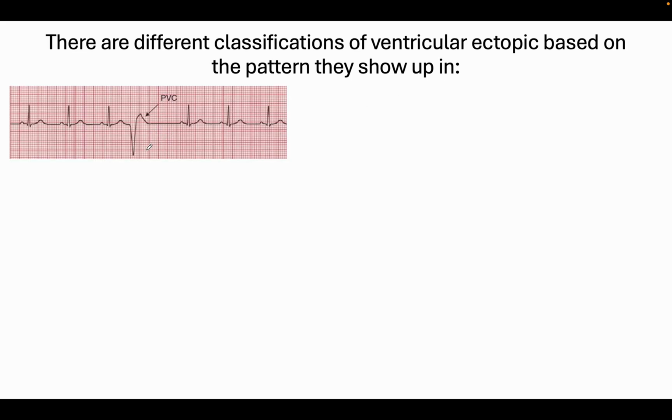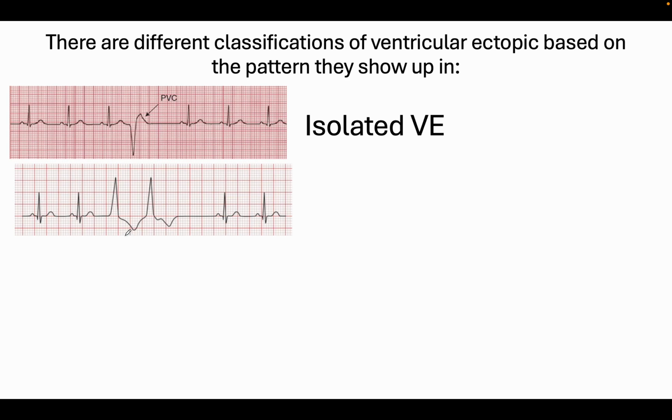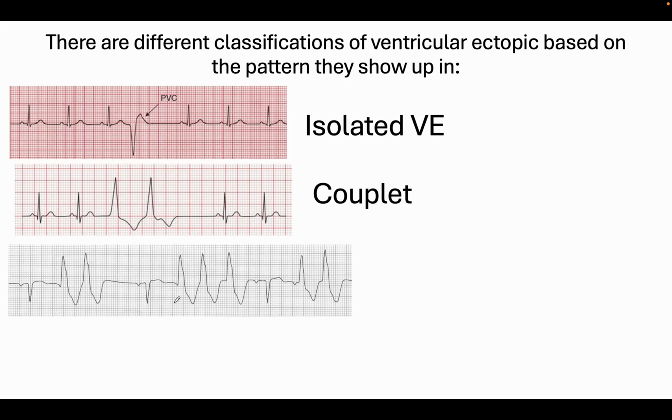So there's different classifications of ventricular ectopics based on the pattern they show up. So using the example we saw earlier, if you see a ventricular ectopic on its own, we call that an isolated VE. If you were to see 2 ventricular ectopics occurring consecutively after each other, we'd call that a couplet because they're like a couple. If you were to see 3 ventricular ectopics occurring one after the other, we would call that a triplet. And this is an example showing couplets and triplets existing with each other.